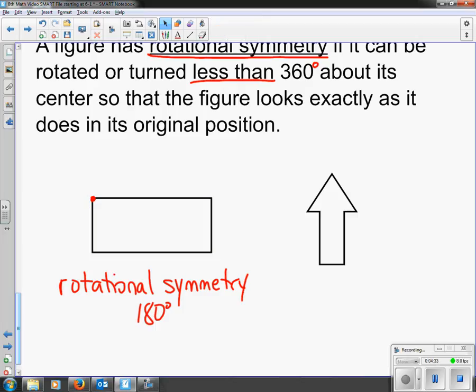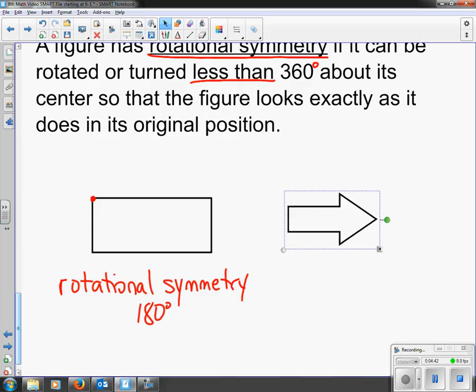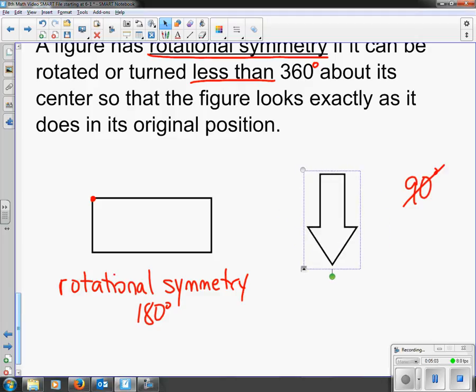Let's see what happens with this arrow. Here's my arrow, and I'm going to rotate it 90 degrees. It does not look like it did when we began, so it doesn't have rotational symmetry of 90 degrees. Then I rotate it 180 degrees. That does not look the way it did when we started.